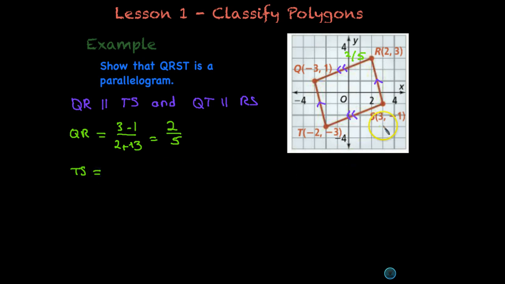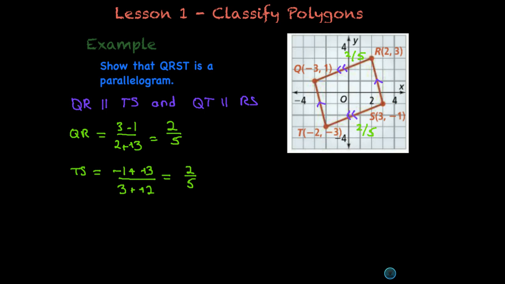If I do the change in y's, I can have negative 1 minus a negative 3 over the change in x's, 3 minus a negative 2. Well, remember that we can change these to both be positive, and we get 2 over 5. 3 minus a negative becomes positive fifths again. So we have now shown that the top line and the bottom line are indeed parallel, but we're not done.